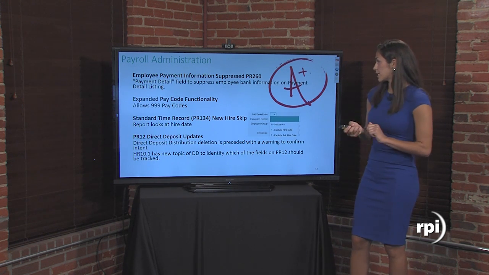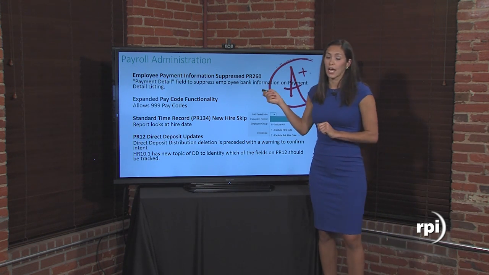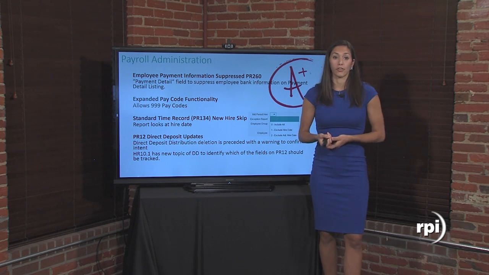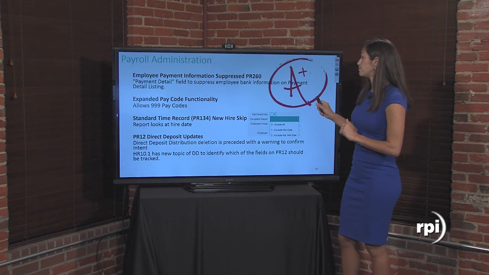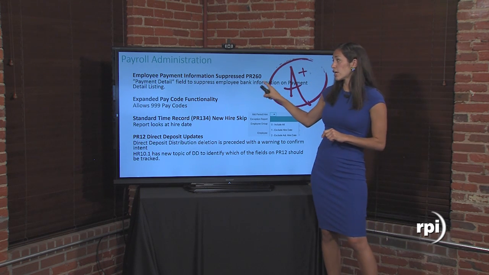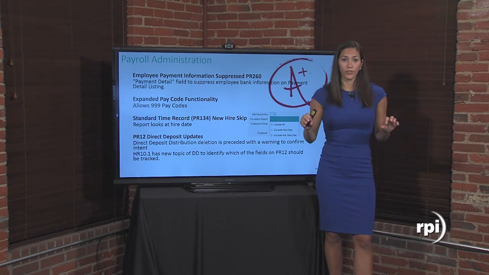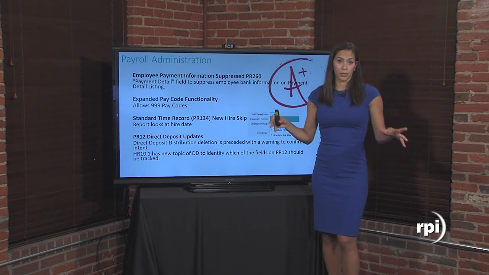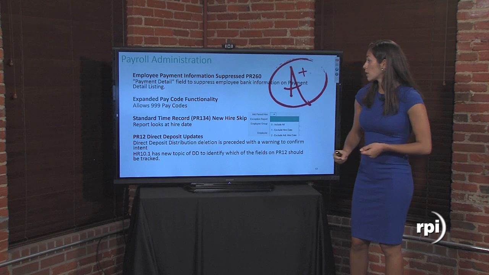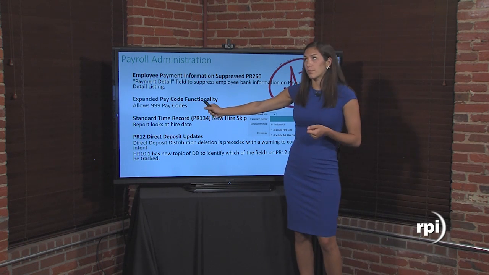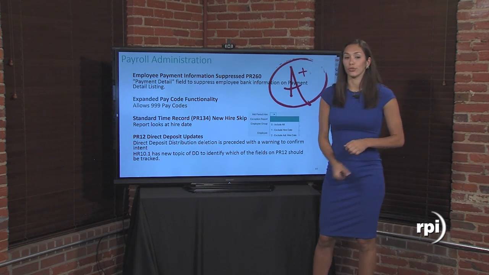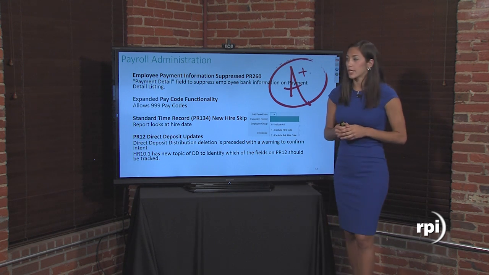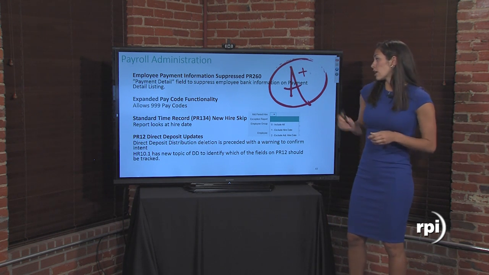A couple more payroll updates here. This first one is great because we had a client that had this as a customization, and now with this delivered functionality, they're able to remove that customization. But on the PR260, there's a new payment detail field where you can choose to suppress employee bank information if you don't want whoever's running the PR260 to be able to see that. Expanded pay code functionality, you're now able to use or create up to 999 pay codes. I think it was 99 before, so now almost 1,000.